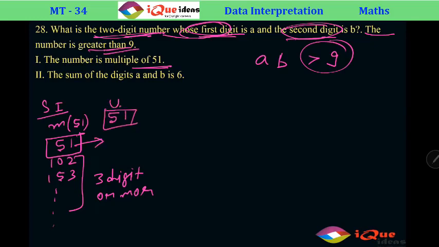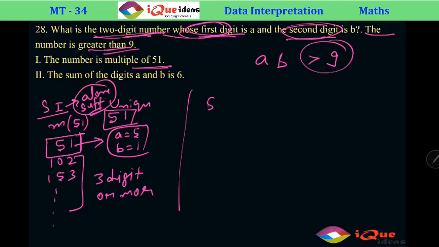So this is a unique answer, right? That means A is equal to 5 and B is equal to 1. We get a definite answer. That means statement 1 alone is sufficient, because there is no other multiple of 51 which has 2 digits. Alright, so clearly statement 1 alone is sufficient.